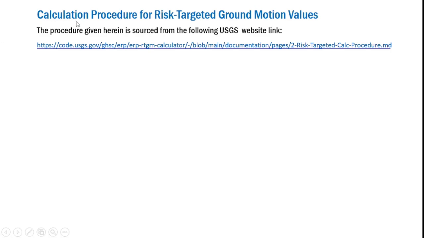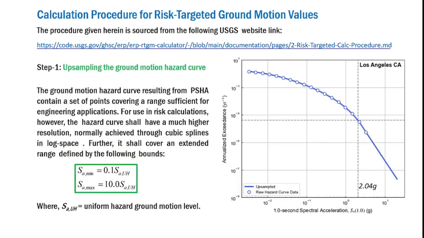I would like to mention here that the procedure mentioned below is not sourced from any textbook. It is directly taken from the USGS website link. If you are interested, you can obviously go through the standard textbooks already available on this subject. Now let me just take you quickly through some basic procedures involved in the calculation of the RTGM values.